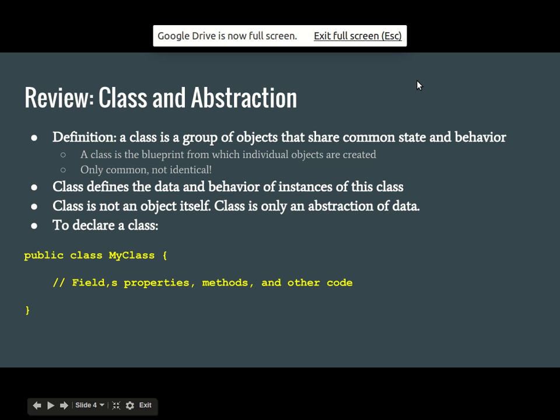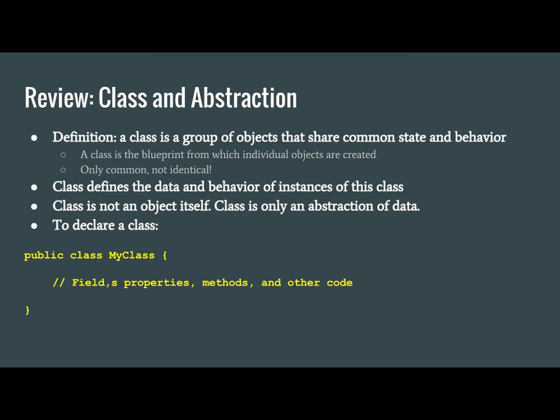Okay. So a class defines data and behavior for instances of the class. We gave the instance variables, which are name and gut, and those behaviors such as greet, excrete, and eat. A class is not an object itself, it's only an abstraction, but keep that in mind. To declare a class, we say public class MyClass, and then we need a pair of curly brackets, and we put the field variables, methods, and other code in the class.